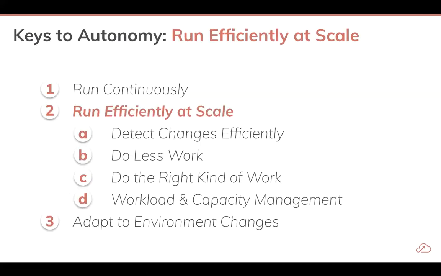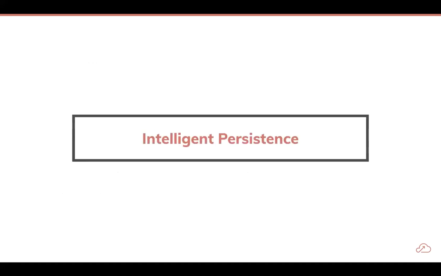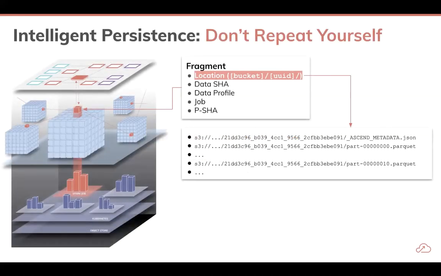Okay, so that was the deep dive on running efficiently at scale, and it gives you a really good sense of how we actually drive for autonomy here. Now, the last part that we're going to talk through is this notion of intelligent persistence. And this is what I highlighted earlier as really one of the areas where we spend the vast majority of our time as data engineers, frankly chasing this notion of how do we not repeat ourselves, and how do we never run the same piece of code on the same piece of data.